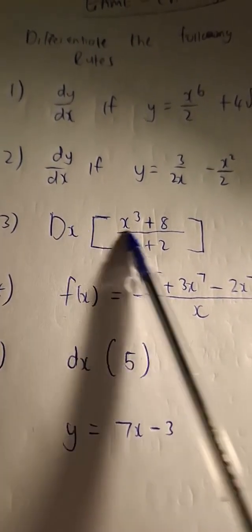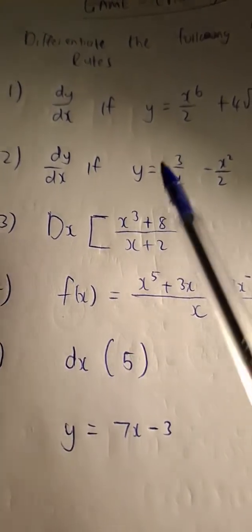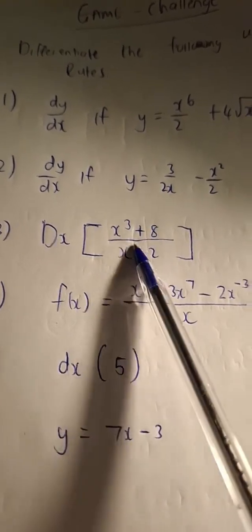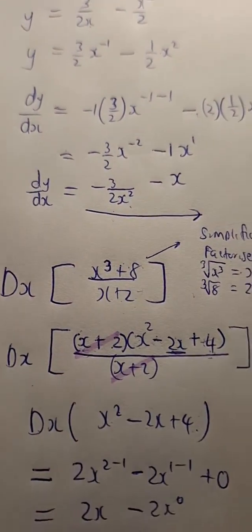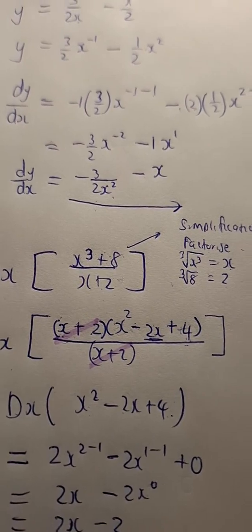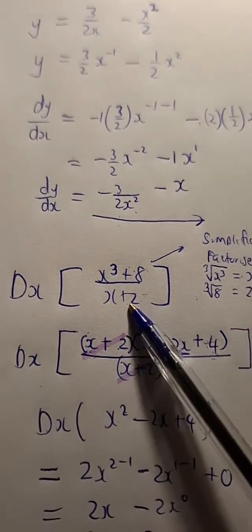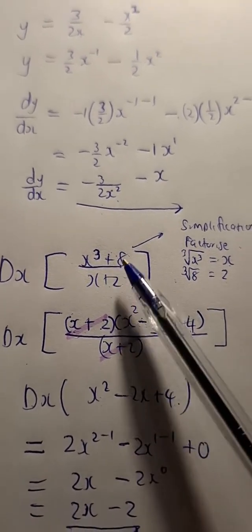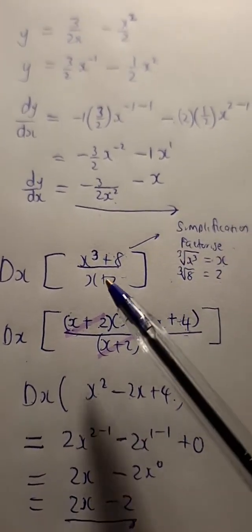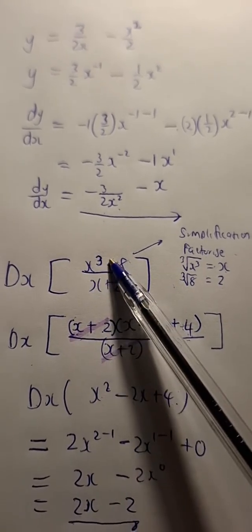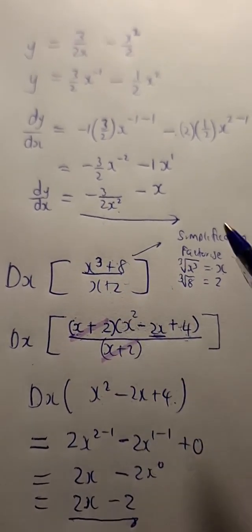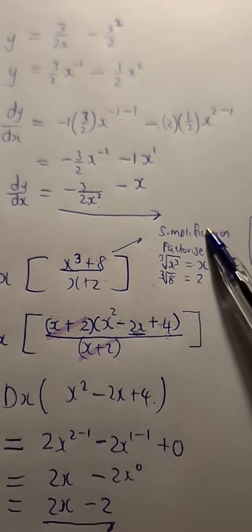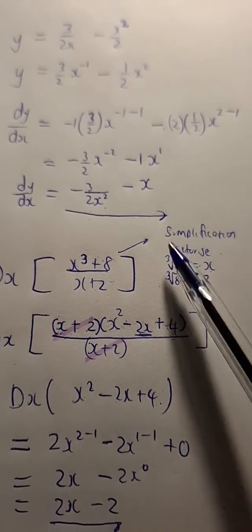So we need to derive with respect to x for this expression. But you see, this expression is a bit complicated. What needs to happen is that we need to simplify it first, because it's nice to derive when things are simplified. Before we even dive into deriving, we saw that this thing can be simplified. How can we simplify it? We can simplify it by factorizing.